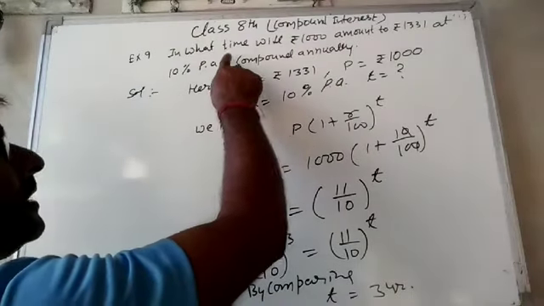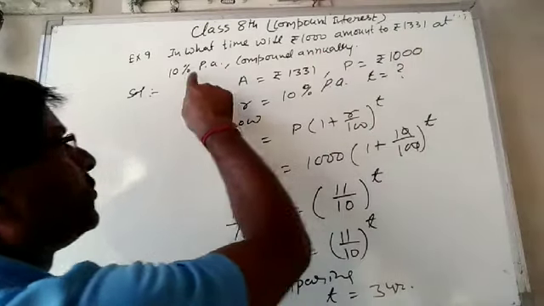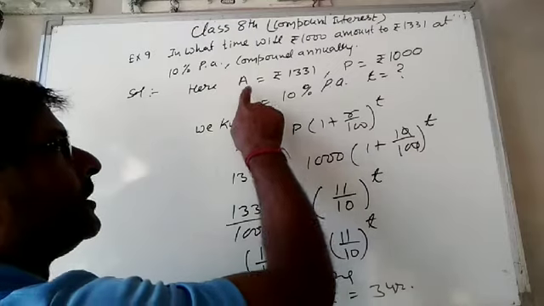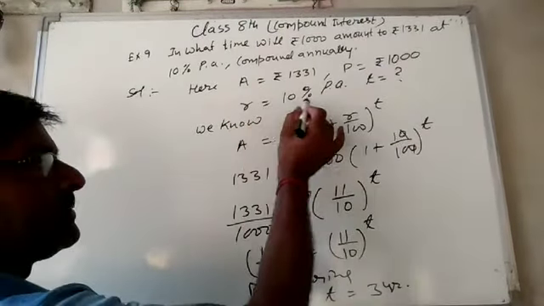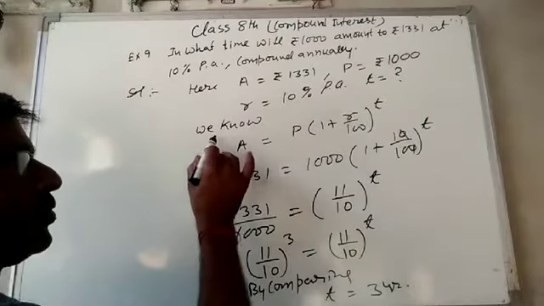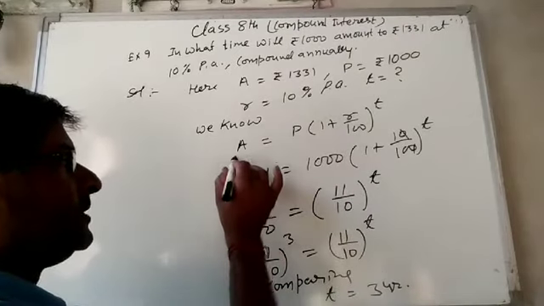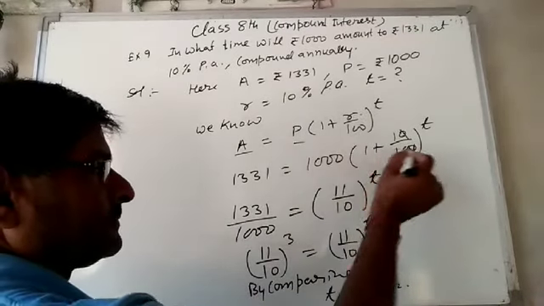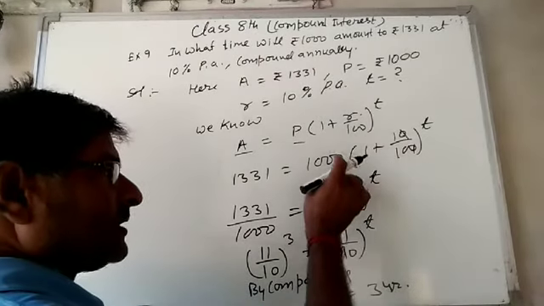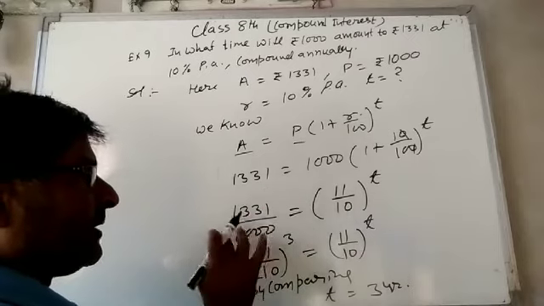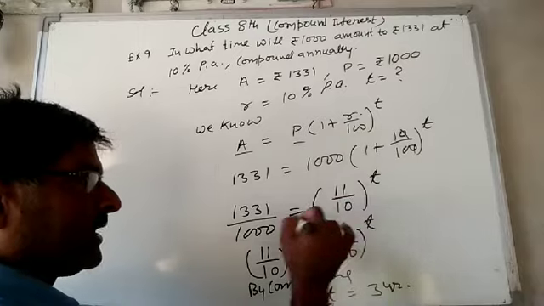In what time will rupees 10,000 amount to this one at the rate of 10% per annum, compounded annually? So here A is given, P is equal to 10,000, R is equal to 10%, and time we have to calculate. We know that A is equal to P into (1 + R/100) to the power T. Now you can put the values of A, P and R. You can cancel 0 with 0. We transfer 10,000 to the other side, it goes in the denominator. So 11 upon 10.